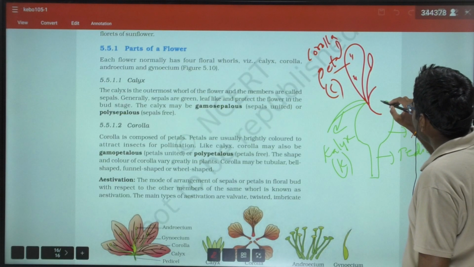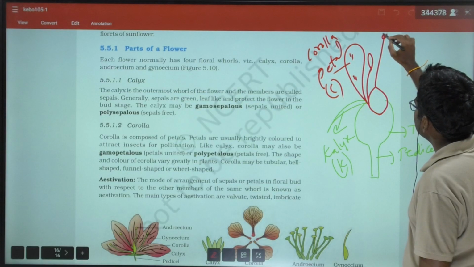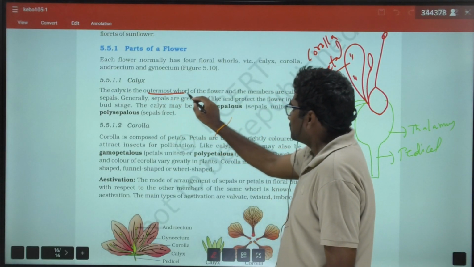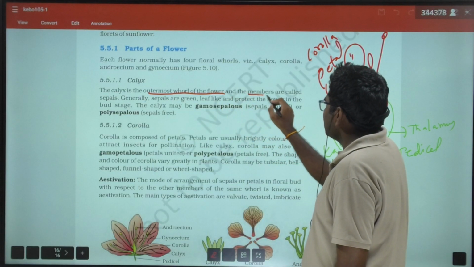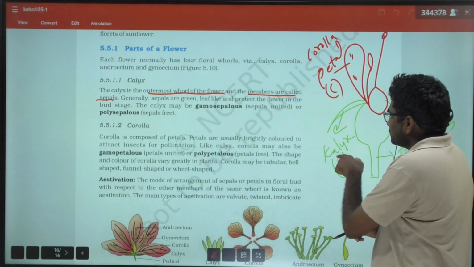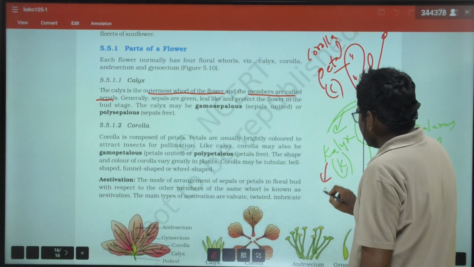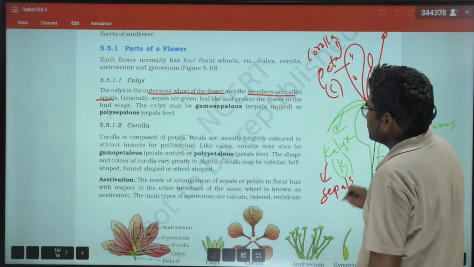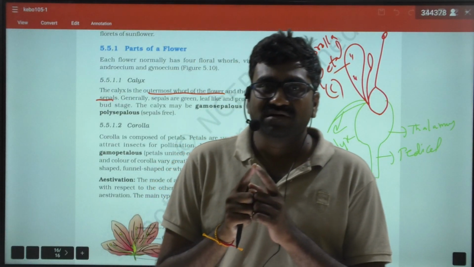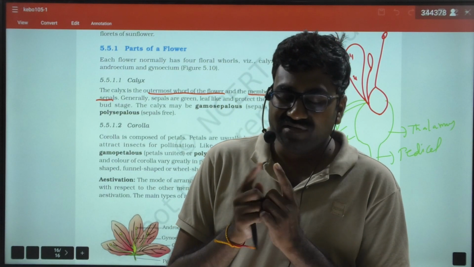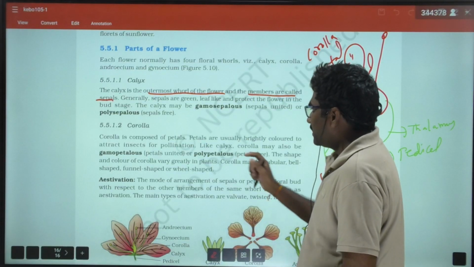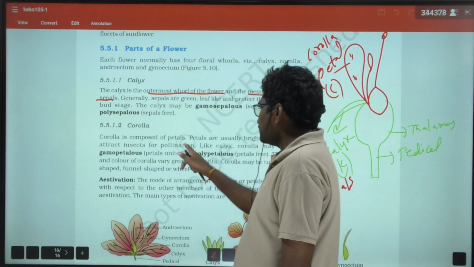And gynoecium. Right. So calyx is the outermost whorl of the flower, and the members are called sepals. So the calyx unit is known as sepals. If the sepals are fused, that is known as gamosepalous. If the sepals are free, that is called polysepalous. And corolla is composed of petals.